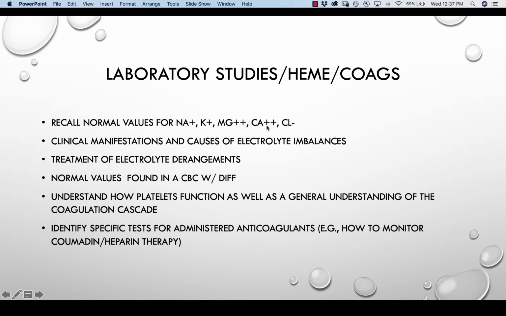Remember, calcium comes in ionized and unionized varieties. We like to measure the ionized version because that's the active form of calcium. Increased binding to albumin or other proteins that float around our blood can affect this measurement, and also our serum concentration. And then chloride I like to remember as a PaO2. So what's your normal PaO2? Add 100 to that and you should have your normal chloride levels.